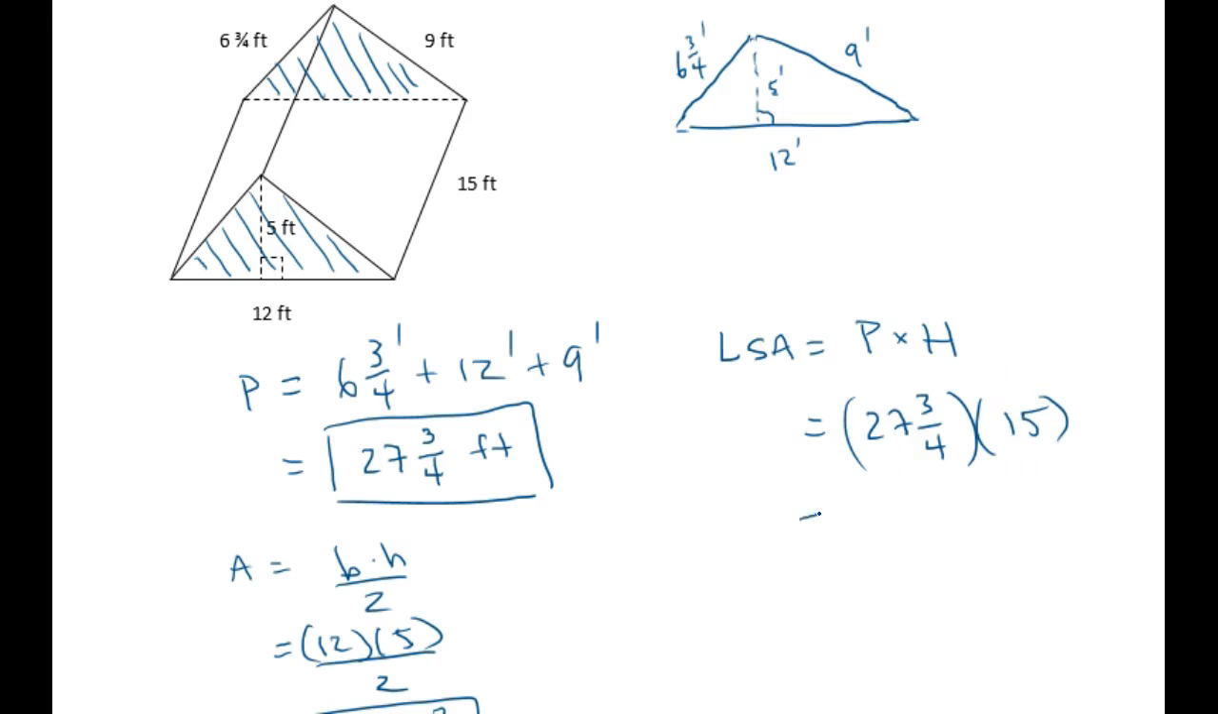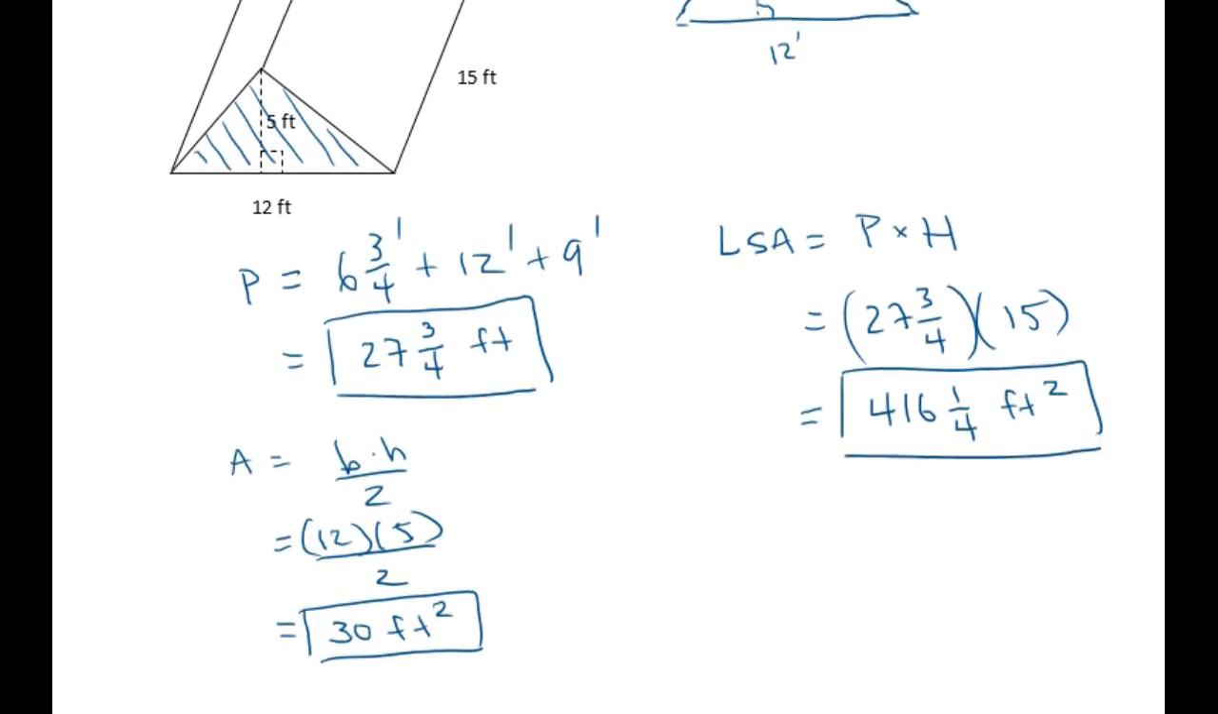Feet times feet will end up giving square feet. So when I put that into my calculator, and please check with me whether you're using the fraction button or converting to a decimal, you end up with 416 1/4 square feet.